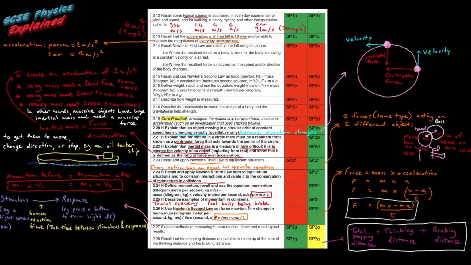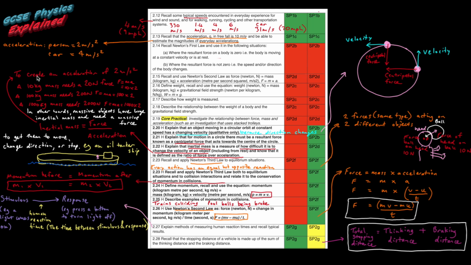Explain that inertial mass is a measure of how difficult it is to change the velocity of an object, including from rest, and know that it is defined as the ratio of force over acceleration. So inertial mass is force over acceleration. That's what that means. So it's basically Newton's second law, F equals ma, rearranged.